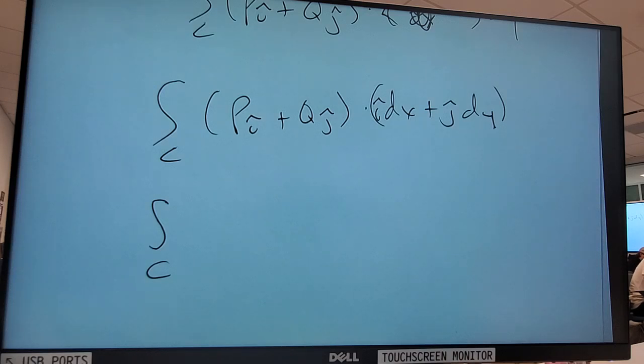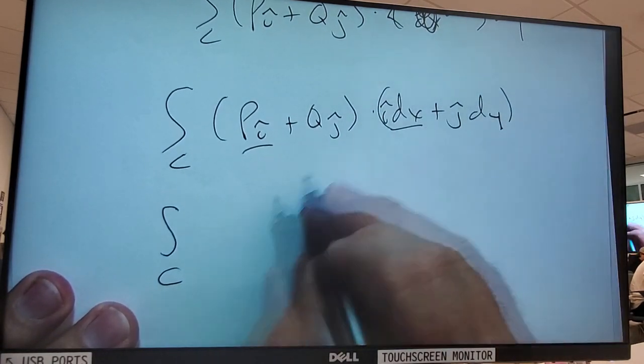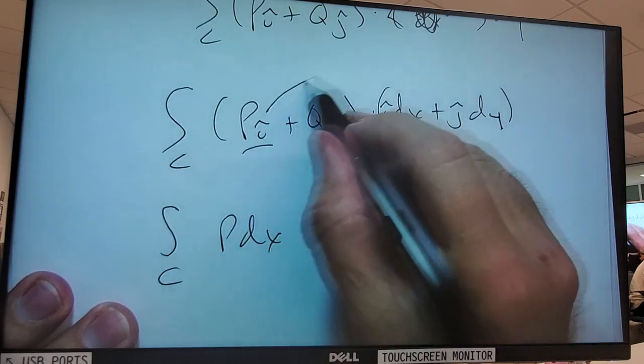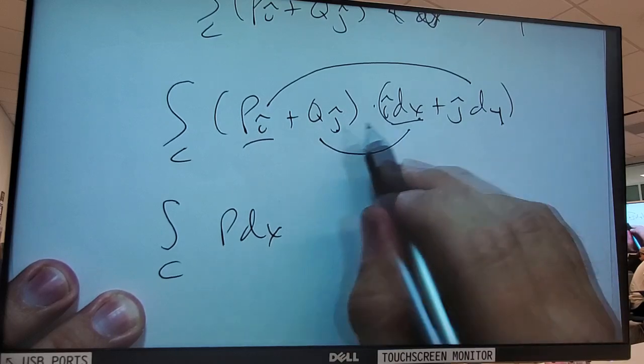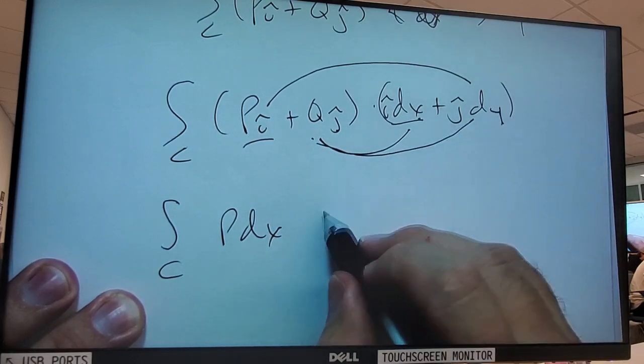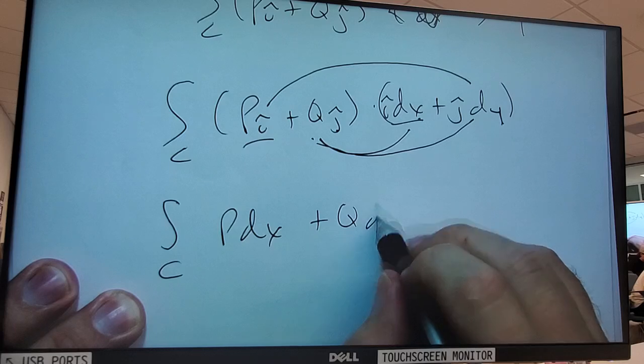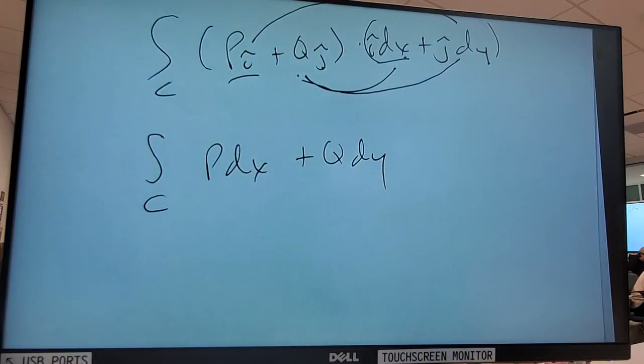What is i dot j? Which way is j pointing? The y direction. And i is pointing in the x direction. So what's i dot j? 0. So this dotted with this is P dx. This dotted with this is 0. This dotted with this is 0. This dotted with this is Q dy. Now, that is a trippy way to be presented an integral with, right? So that integral in front goes with both dx and dy.